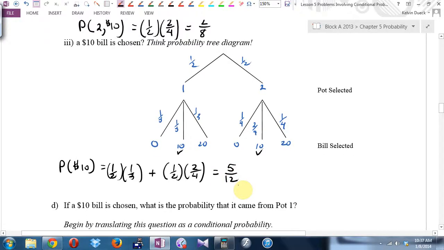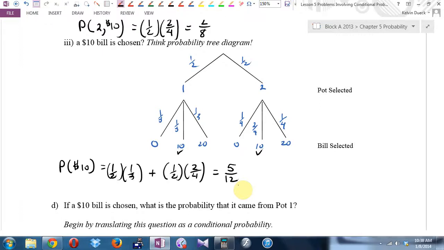Now, here's the key to today's lesson. Now we're going to start to go backwards. This next question, instead of saying, I'm going to tell you which pot we're in, tell me what probability of the bill. Now I'm telling you, D, suppose I tell you that you got a $10 bill. Suppose I tell you which bottom branches we're in. What's the probability that it came from pot one? What are the odds that we came down this branch and not that one? Can you see we're going backwards up the tree? I'm telling you the bottom event, and I'm saying, now figure out which branch we must have come down. The probability of a certain branch.